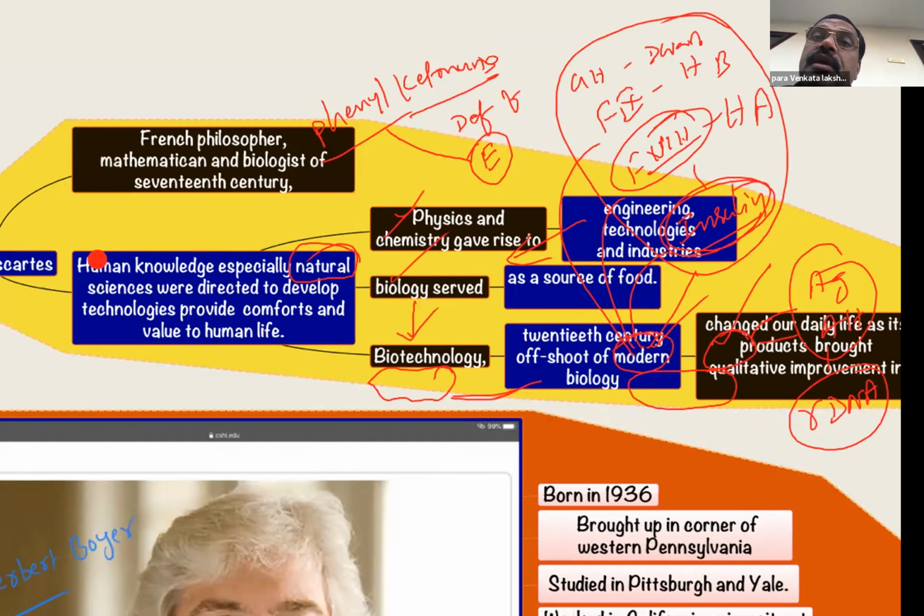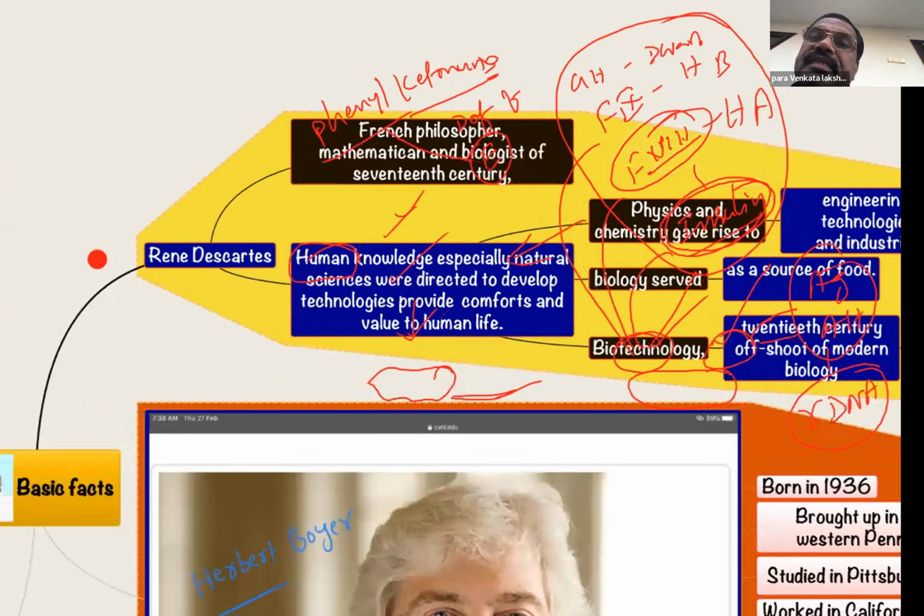So initially, the French philosopher gave this orientation. His name is important, and try to remember his name, René Descartes. He has given this orientation. That is what happened, 2-3 centuries later.